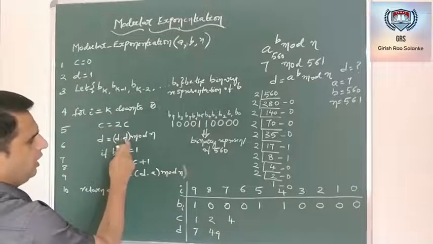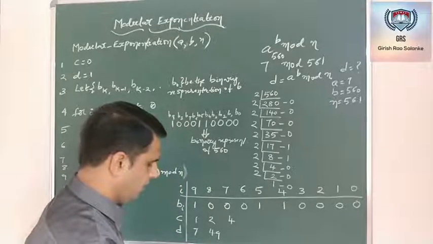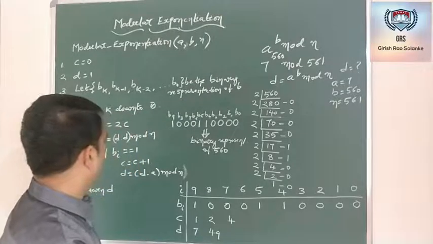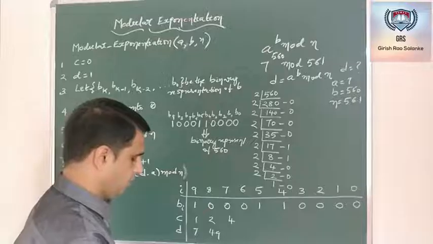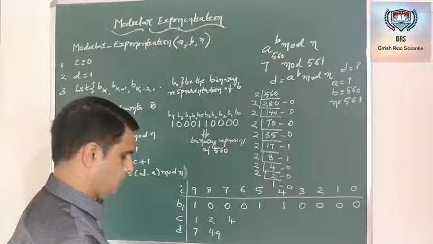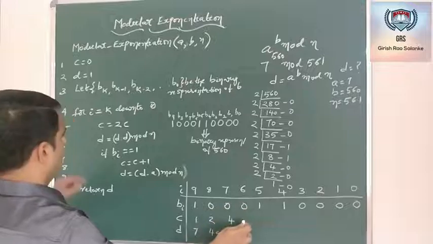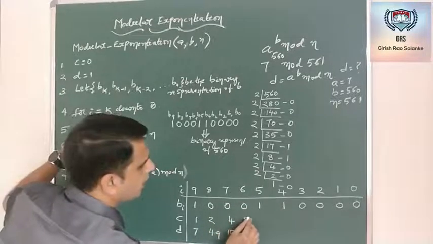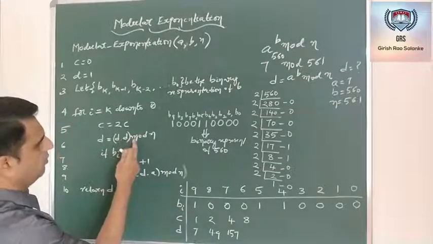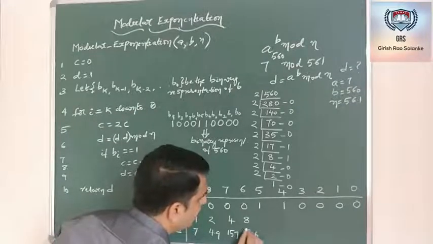Next, D into D. D into D is 49 into 49. Let me calculate that value. 49 square, 49 into 49 mod 561. This value is 157. Now coming to the next value, it is 0, so it is this part. It is 4 into 2, 8. Now D is 157 into 157 mod 561. If you calculate that value, it will be 526.